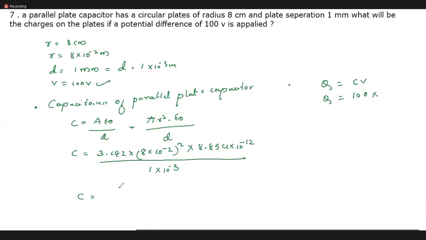Here it will be, what is the value of 3.142 into 8 into 8 into 8.854? It is 10 to the power of 4. Have you missed this? This will become 10 to the power of minus 4 into 10 to the power of minus 12, that is 10 to the power of minus 13 it will be.